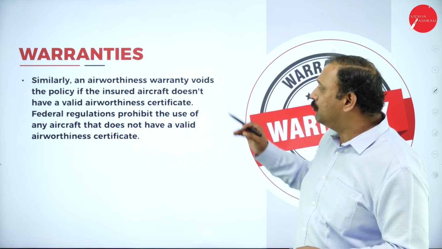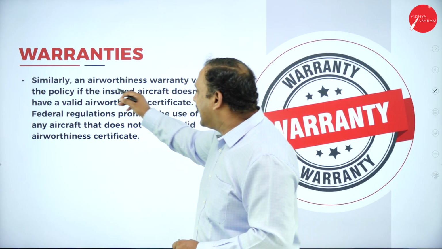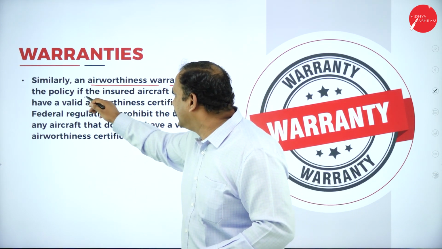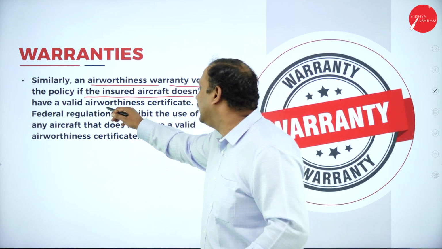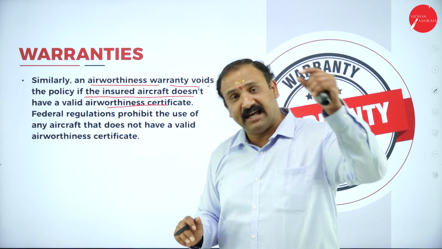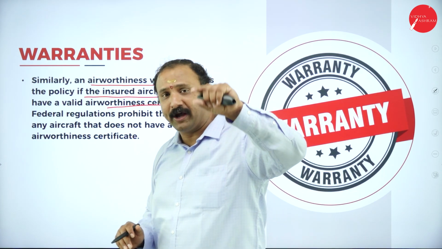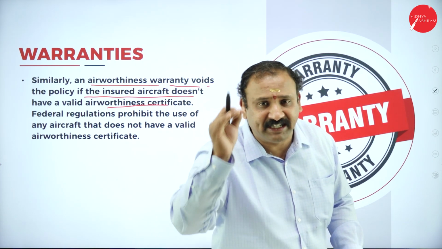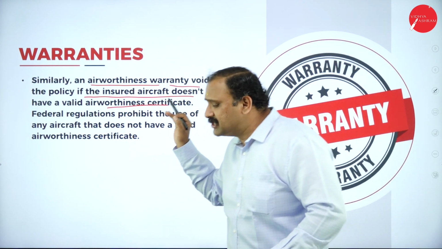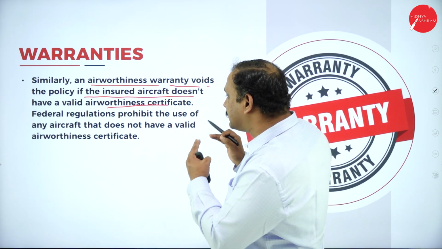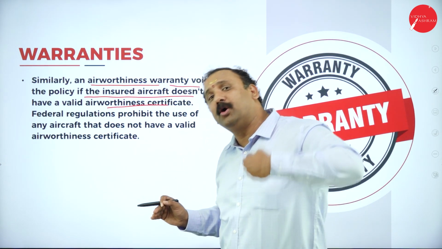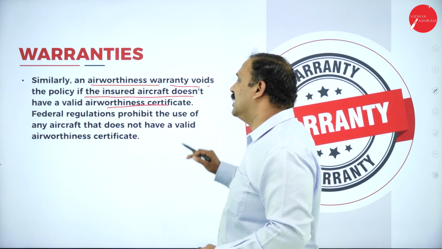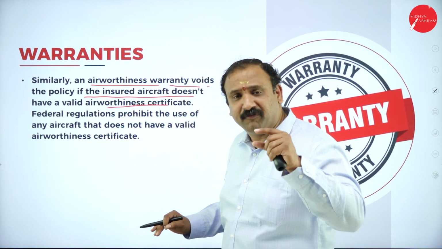Now, moving further, similarly, an airworthiness warranty voids the policy if the insured aircraft does not have a valid airworthiness certification. There are federal rules and regulations which will certify a plane, whether this plane has airworthiness, whether it is credible enough for flying, whether it is qualified enough for flying. All these factors have to be taken into account before you start getting into the matter of taking the policy. So that is why we say that the regulations will first come into the picture.